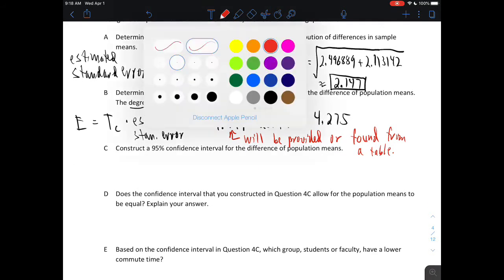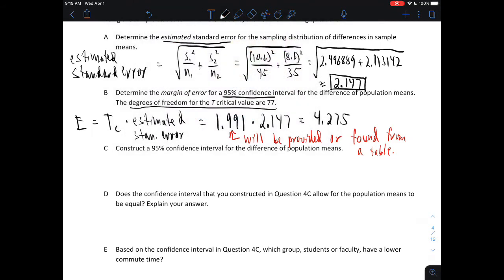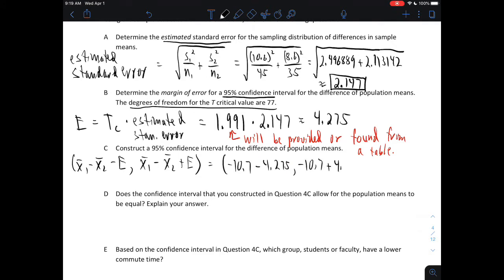So now part C. Construct a 95% confidence interval for the difference of population means. So again, this would be x bar 1 minus x bar 2 minus the margin of error, comma, x bar 1 minus x bar 2 plus the margin of error. We already had the difference of these sample means before from the first page of this lesson. That was negative 10.7. And then I have to subtract the margin of error, 4.275. And then I also have to take negative 10.7 and add 4.275.